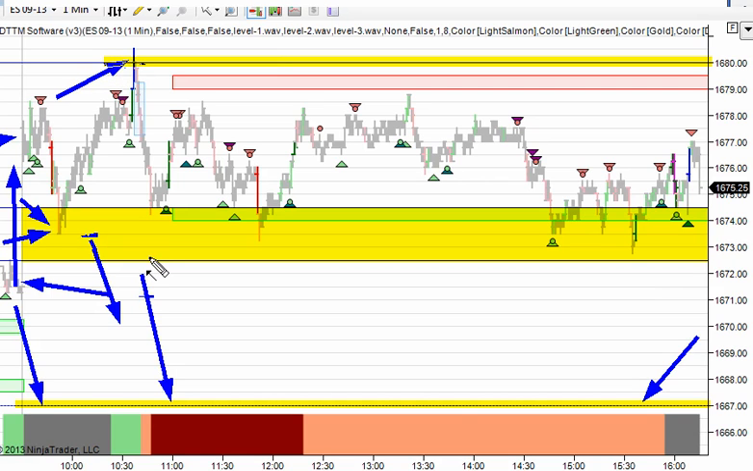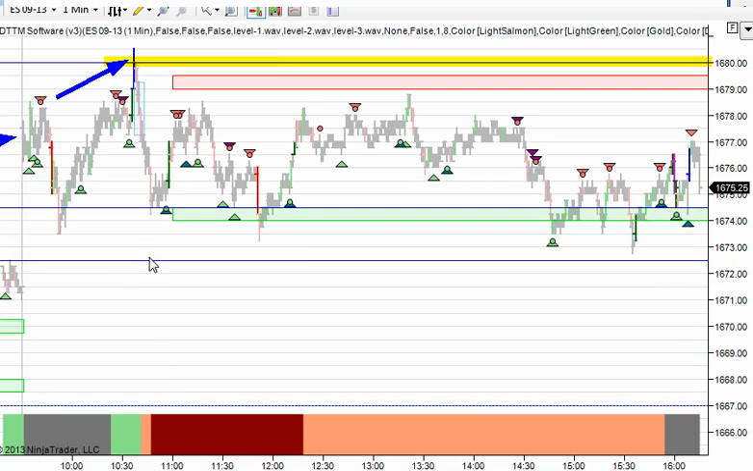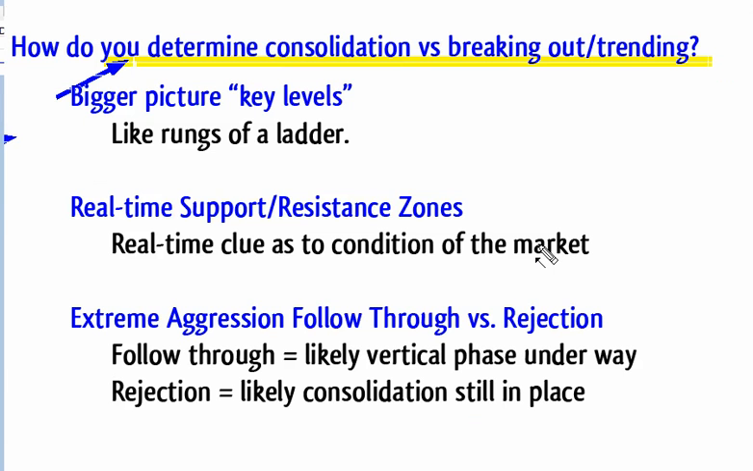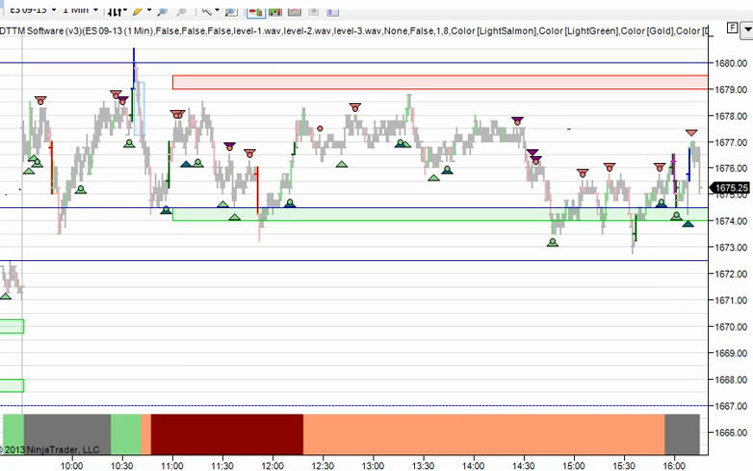Okay, but that's the idea. That's the first step, is that bigger picture idea. Okay, so that's kind of your game plan, bigger picture heading into the day. Okay. The next thing is what we call our real-time support resistance zones. These are giving you pretty good clues as to whether this market's in consolidation or whether this market's in more of a vertical phase.